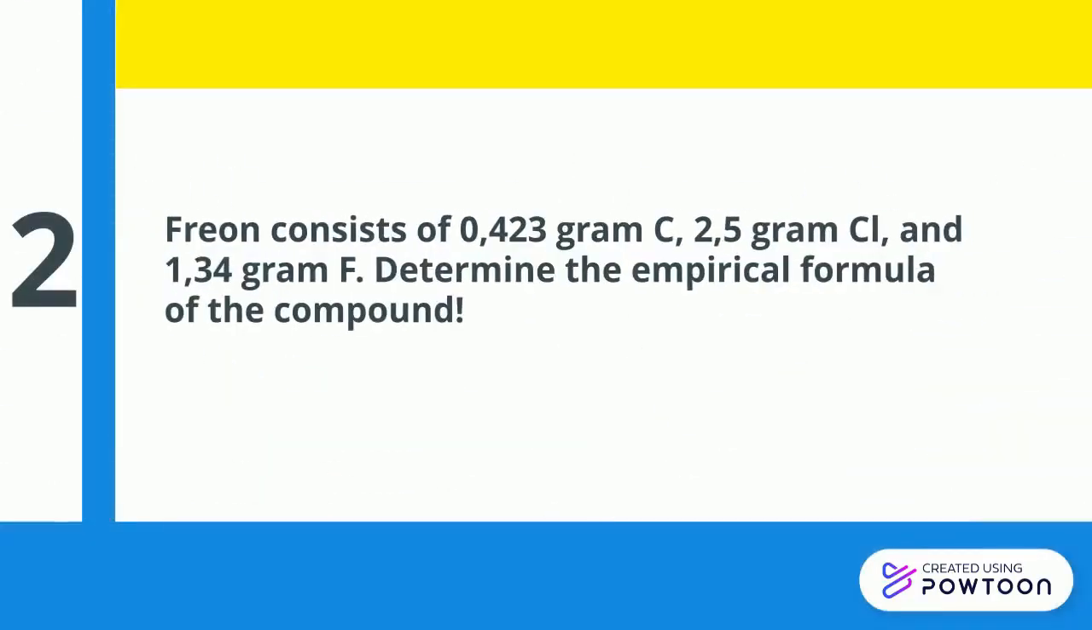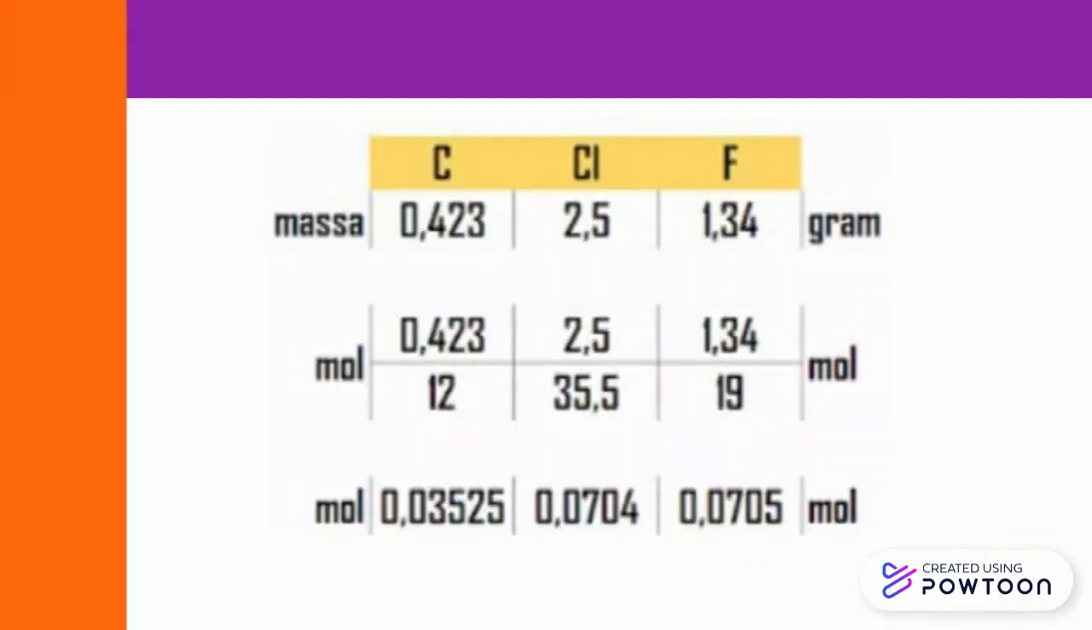Second question, we must determine the empirical formula of the compound. To determine the empirical formula of the compound, first we use the formula mass divided by relative atomic mass to find the moles of carbon, chlorine, and fluorine.